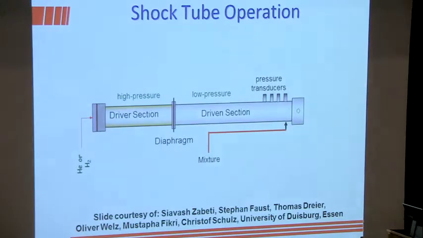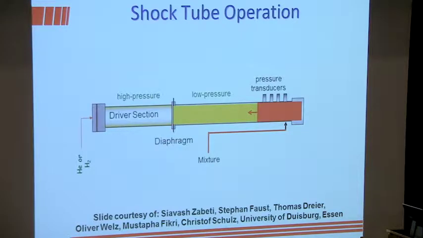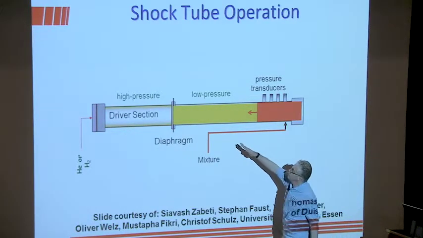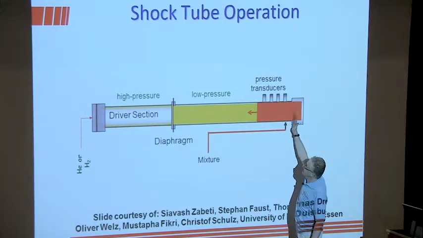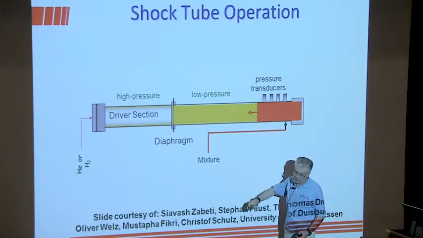So that's that. Here is another slide depicting the same thing from Professor Christoph Schulz's group in Duisburg. So we burst the diaphragm. The idea here, just to show you visually, is that when you burst the diaphragm, the incident wave heats the gas to a middling temperature and pressure. The reflected shock heats it to an even higher temperature and pressure. So it's orange and red. Your shock heats the gas to this temperature and pressure, reflects back, and then heats to another temperature and pressure here.